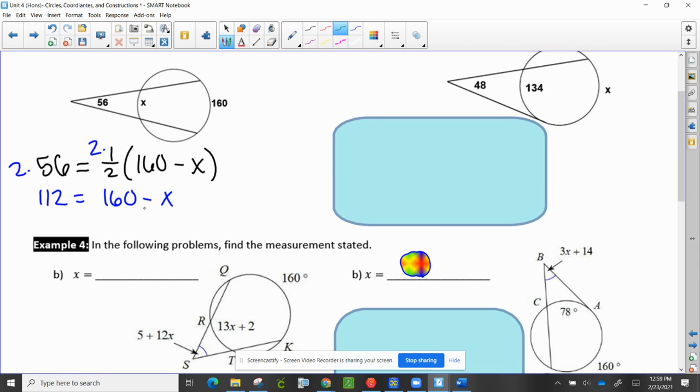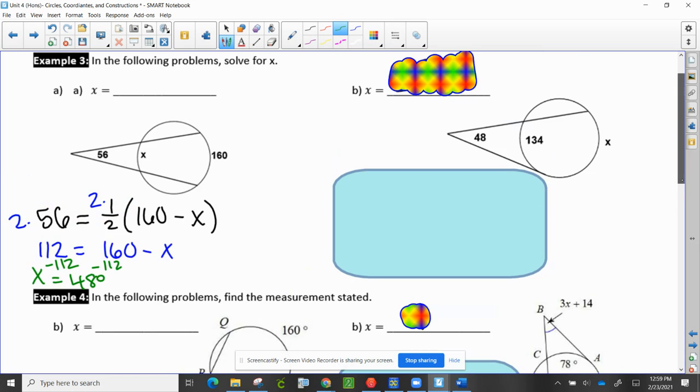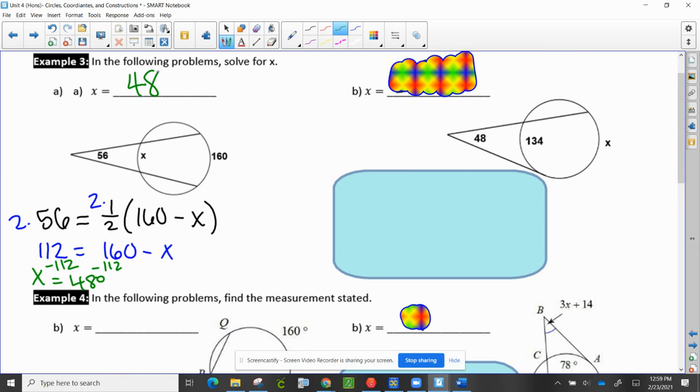Now, I'm going to add the X to the other side, and then I'm going to subtract 112 over. That way I don't have to worry about any negatives. Let's see, 160 minus 112. I had a little extra 0 there on accident. We should get that X is what, 48 degrees. Now, however you chose to solve it, it doesn't really matter as long as you can get the right answer. But there you go. Okay, so I'm going to have you guys try B on your own.